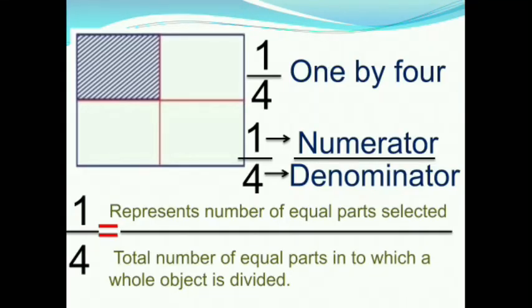Children, see this figure. This figure is represented by 1 by 4. Here 1 is the numerator and 4 is the denominator. Here the numerator represents the number of equal parts selected and the denominator represents the total number of equal parts into which a whole object is divided. Therefore, here 4 is the denominator because the figure is divided into 4 equal parts and the numerator is 1 because one part is shaded.